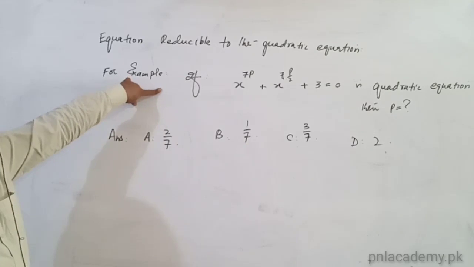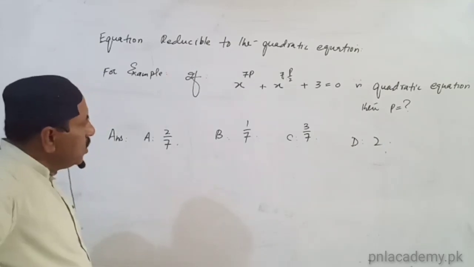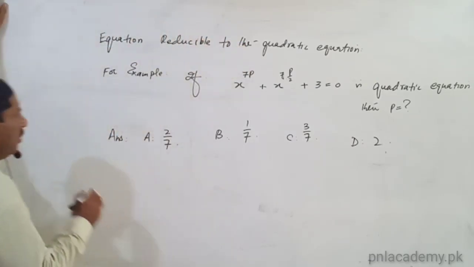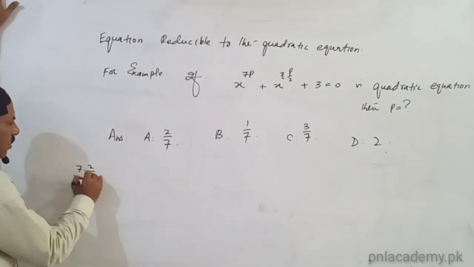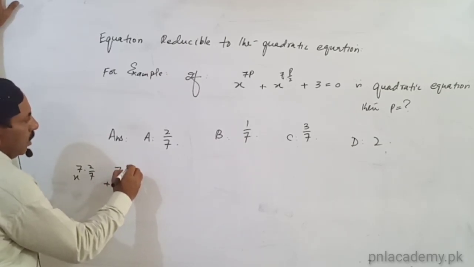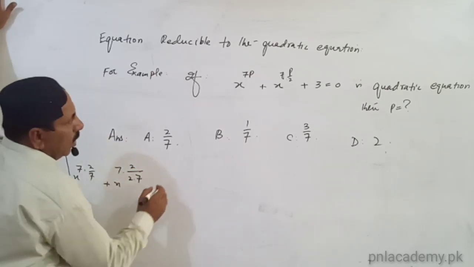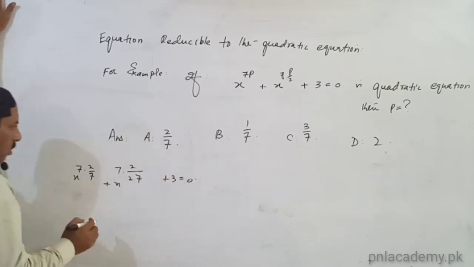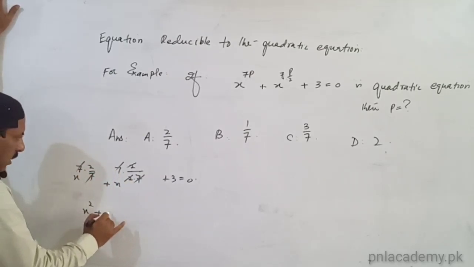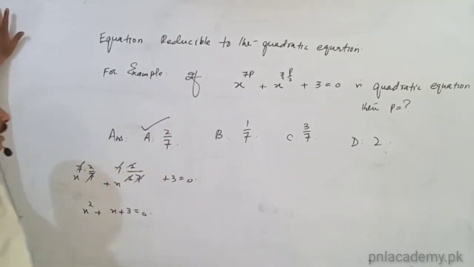So we have to deduce the value of p, that what should be the value of p so that it is a quadratic equation. Suppose it is 2 upon 7. When we substitute the value of p as 2 upon 7, it will be x power 7 into 2 upon 7 plus x power 7 into 2 upon 2 into 7 plus 3 is equal to 0. Here 7 cancels, 7 cancels, and the remaining will be x square plus x plus 3 is equal to 0, which is a quadratic equation. So A is the correct option, 2 upon 7.